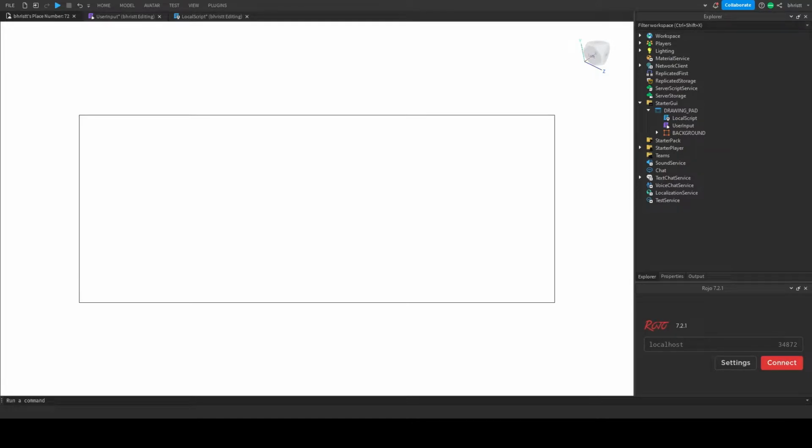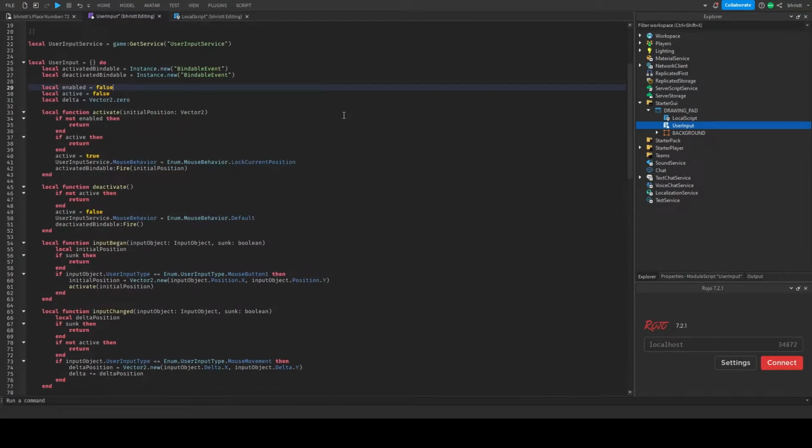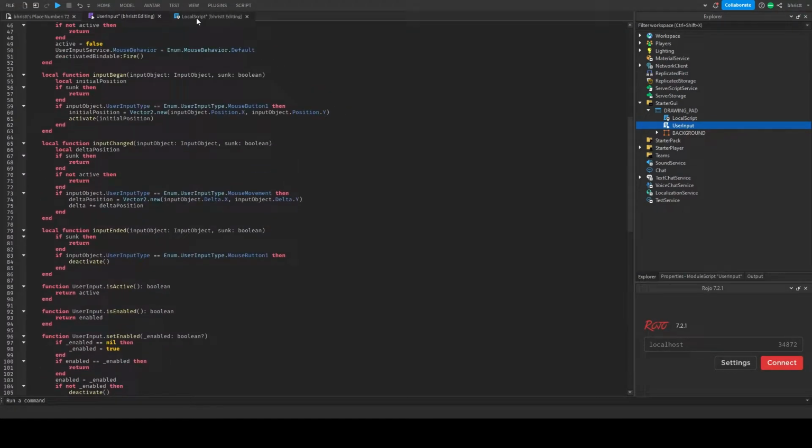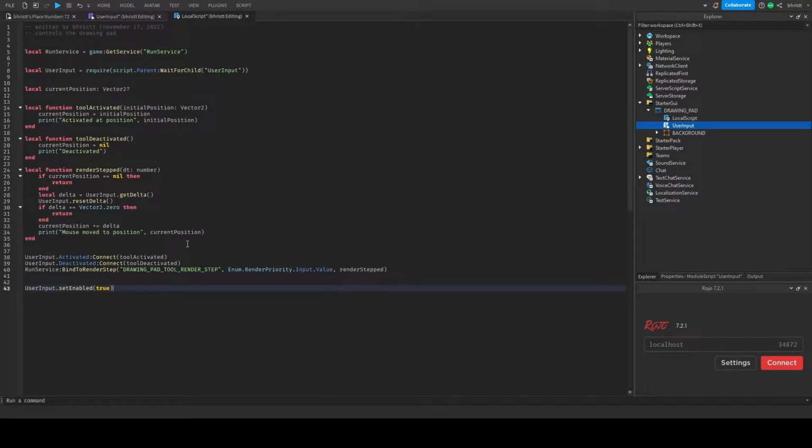What's up guys, welcome back to how to make a drawing pad on Roblox Studio part 2. In the last part we went over how to make this user input module, and we got it working. We tested the functionality with this local script and we saw that it was working fully.